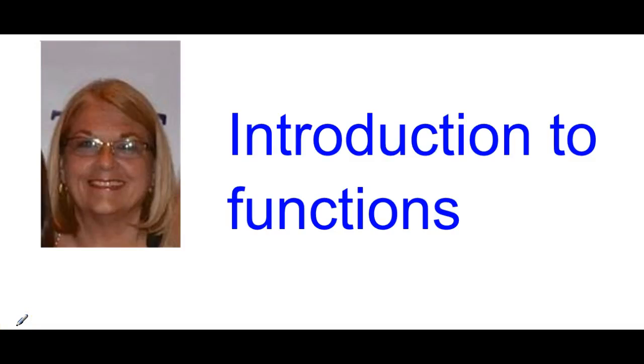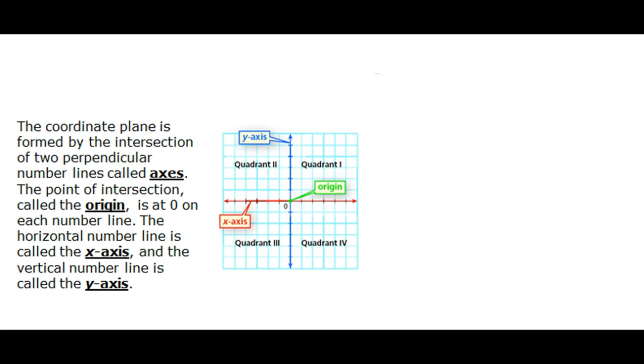This is going to be an introduction to functions, and a lot of what we're going to do is going to be graphing. So let's first look at what a coordinate plane is. A coordinate plane is actually an intersection of two number lines. We call these the axes. This would be your x-axis, that's your horizontal number line. This would be your y-axis, that's your vertical number line. And this point right here is the origin. That's at 0 on both of those number lines.